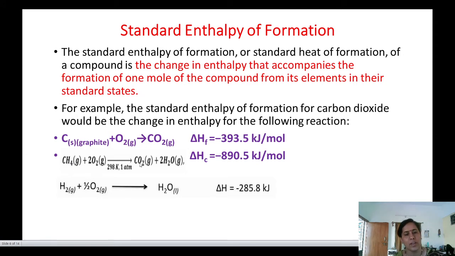In the second example, methane, CH4 plus 2O2 gives CO2 plus 2H2O. The standard enthalpy of formation is minus 890.5 kilojoule per mole. The third example is H2 plus 1 half O2 giving H2O. The standard enthalpy of formation is minus 285.8 kilojoule per mole. In these reactions heat is evolved, therefore the sign is negative.